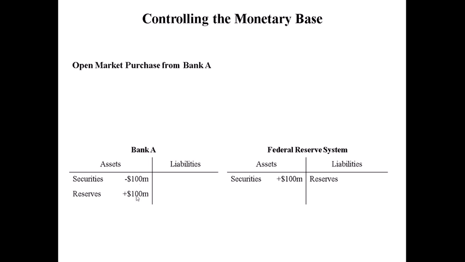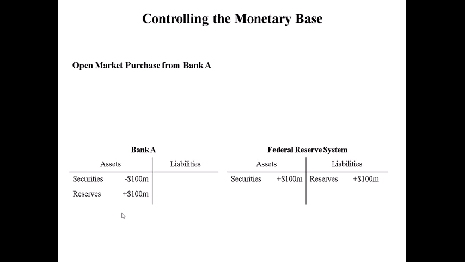Now, in exchange for these securities, the bank gets money. In this case, we call it reserves. Bank A has $100 million more in money, cash, than it had before. And so the liabilities of the Fed increased by $100 million because the reserves over here have increased by $100 million.